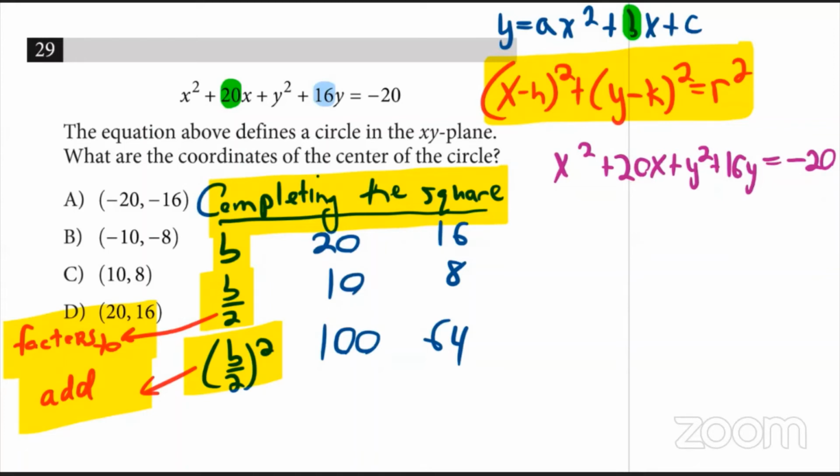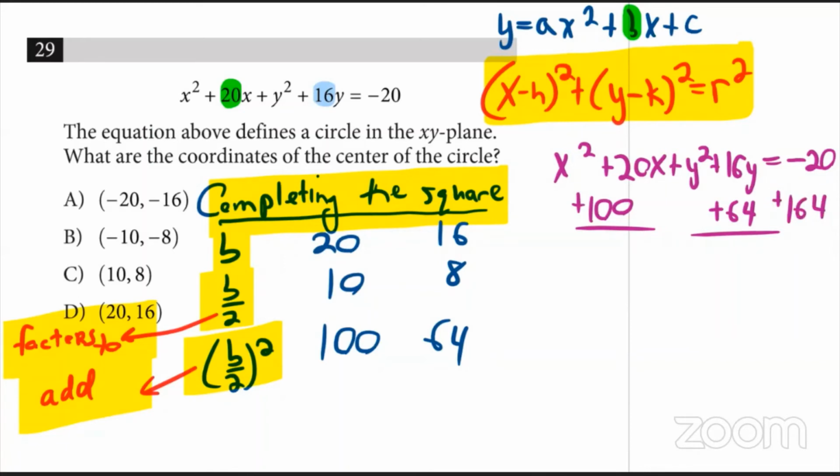So now we're going to add b over 2 squared to both sides. So we're going to add 100 for this one, and we're going to add 64 for this one. If we added 164 to the left, which we did, it means we need to add 164 to the right to balance it out.